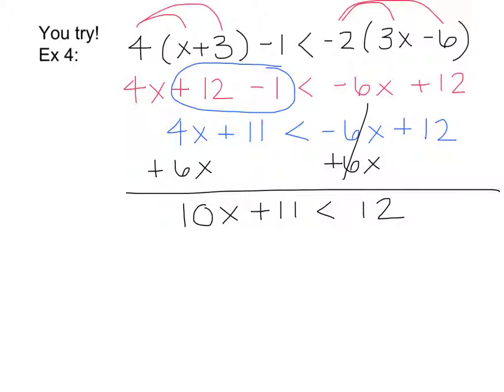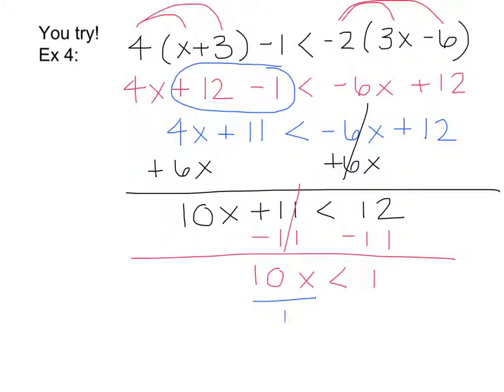Since you have your x's on the left-hand side, I need to move my numbers to the right-hand side. The opposite of positive 11 is negative 11, and 12 minus 11 gives me 1. Now to get rid of the 10 in front of my x, I divide by 10. I'm dividing by a positive number, so it should not change the way my inequality is pointing. Since you can't simplify 1 divided by 10, leave it as 1/10. So my inequality is x is less than 1/10.